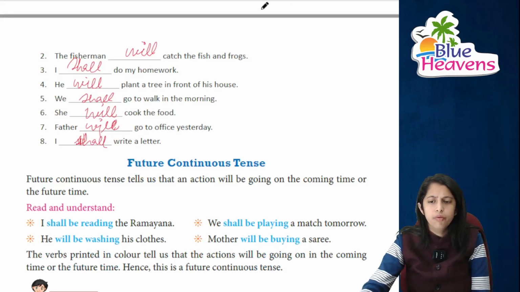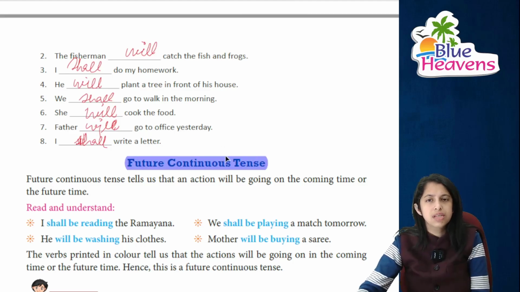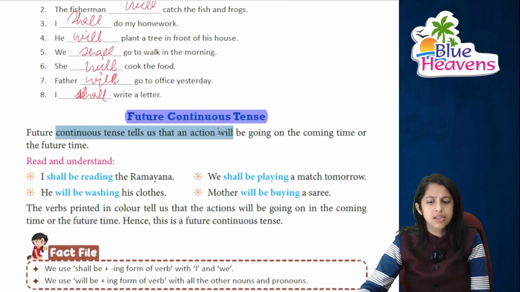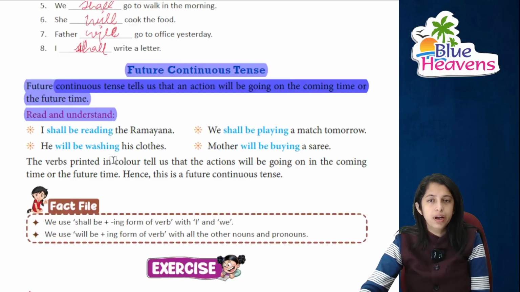Right? Then again moving to this, that is future continuous tense. Future के साथ बस आप ing लगाइए. Basically it tells us that action will be going on in the coming time, उस टाइम पे होगा, कल होता ही चला जाएगा, and of course with the future time, right? You just read and understand.